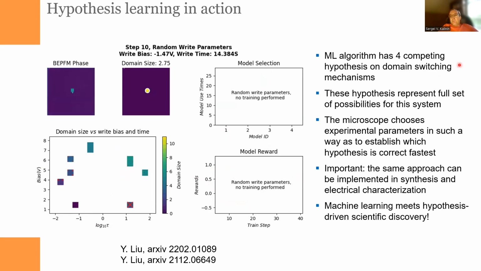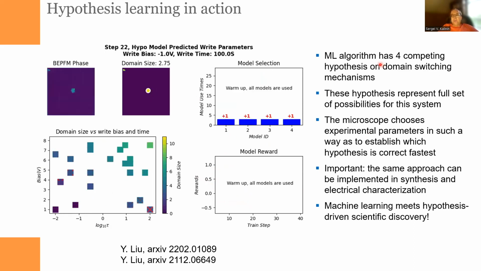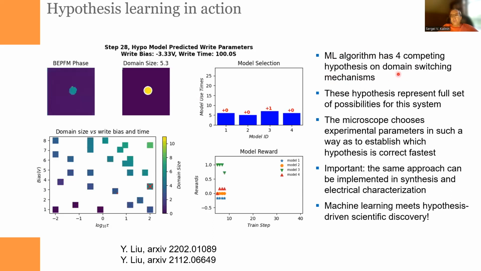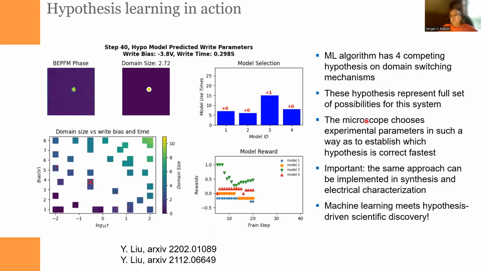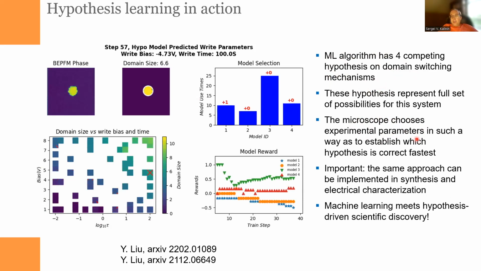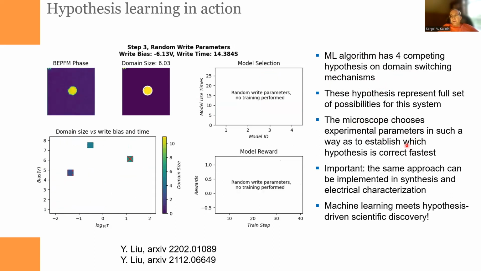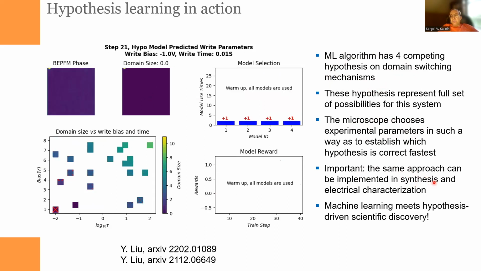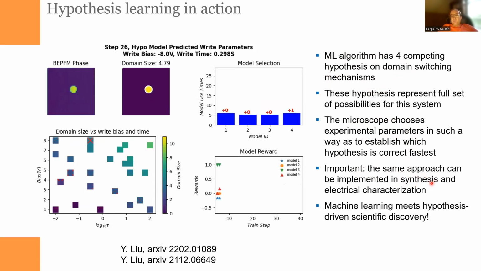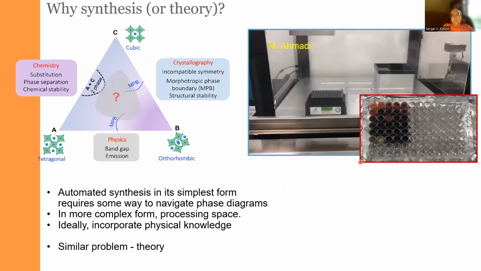This is actually pretty interesting, because in this case, we actually realized the microscope as the automated scientist. We had 4 competing hypotheses. They represent the full set of possibilities in the system. The microscope chooses the experiment to run in such a way as to establish which of the hypotheses is correct fastest. And that's great because this is the case where machine learning actually becomes a part of hypothesis-driven discovery. The important thing is that the same approach can be implemented in synthesis or pretty much any other measurement as long as the list of hypotheses is available.